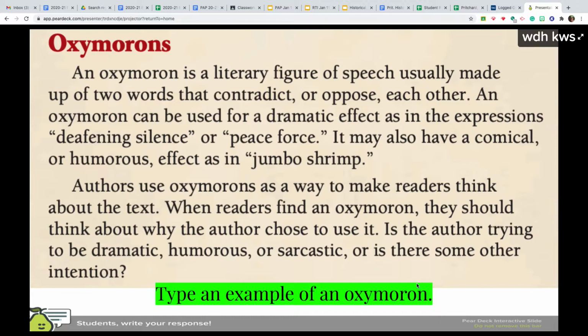Y'all stick with me. We're almost finished with historical fiction information. Then we're going to read a little story, a very short one.